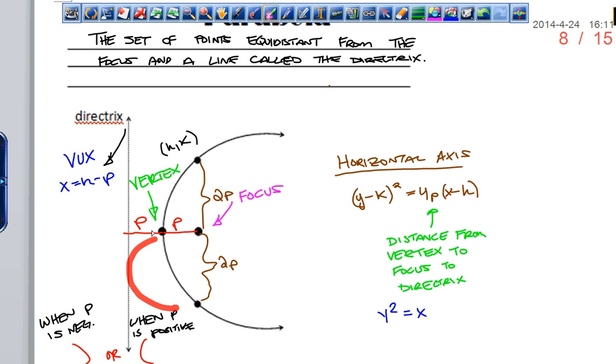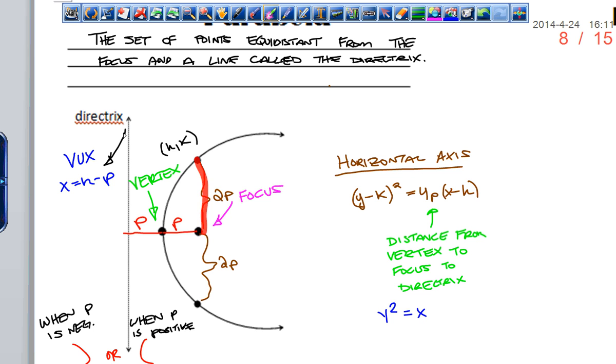That's pretty much it. Oh, if P is negative, then it's opening left, and if P is positive, it's opening to the right. Last thing, we're not really going to talk about this a whole lot, but if you want to figure out how wide to make the graph, the distance from a point on the parabola to the focus is 2p, and that's how you figure out how wide to make it. But we're really not worried about that at all.